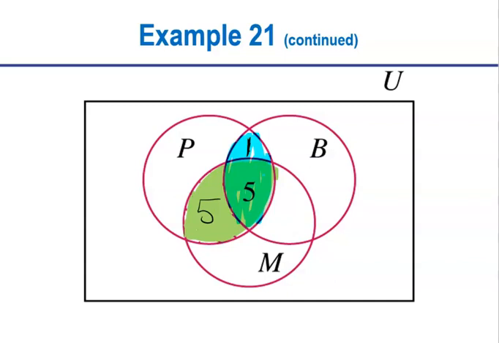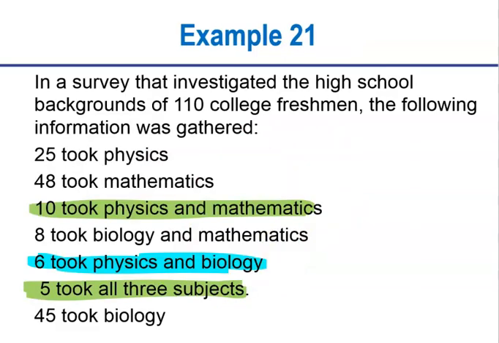Next, let's use yellow. Let's take a look at this intersection area. Now that intersection area you'll see is biology and math. So let's go back and look at my list. And I'm looking for biology and mathematics. And there it is. Although my pen's not working.